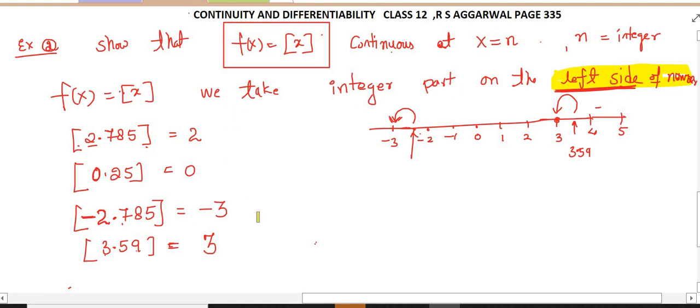Now using this definition, we will try to find whether this given function is continuous or not at some integer, okay, at any integer. To make it simple to understand, I will take n as a number, say 2. So I will test its continuity at 2 and show you how to check it.